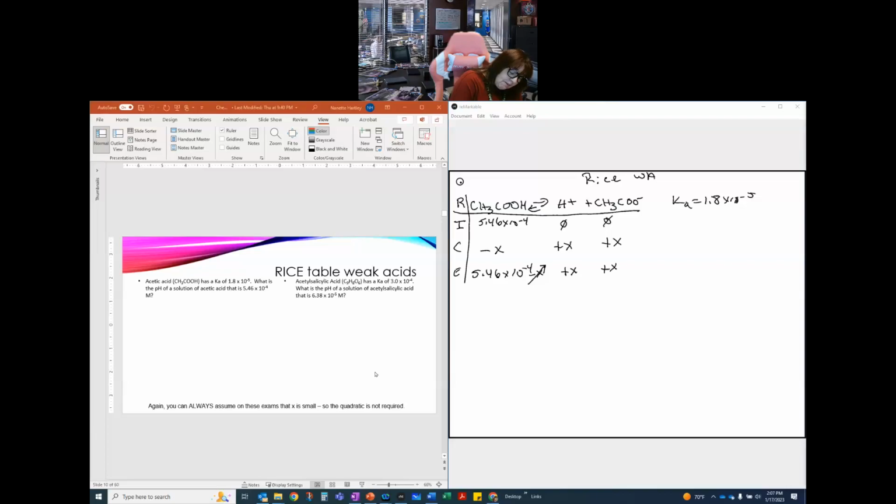And that means that my Ka is equal to H plus times the CH3COO minus divided by the CH3COOH. That's equal to X times X over 5.46 times 10 to the minus 4th. Okay. I also know that's equal to the 1.8 times 10 to the minus 5th.